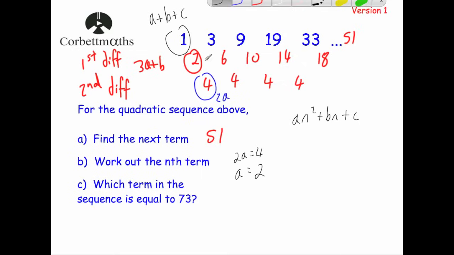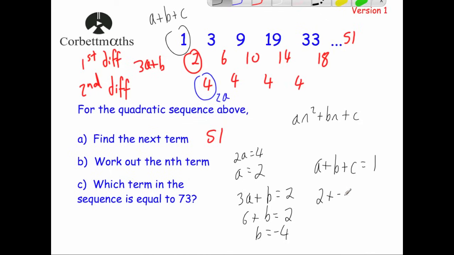The next one is equal to 2 here, so that means that the first difference is equal to 2, so that means that 3a plus b is equal to 2. 3 times a is equal to 6, plus b is equal to 2, so that must mean that b is equal to minus 4. And then finally, the first term in the sequence, 1, is equal to a plus b plus c. That's equal to 1, a is equal to 2, plus minus 4, and then plus c equals 1. Well, it's going to give us minus 2 plus c is equal to 1, so that must mean that c is going to be equal to 3.